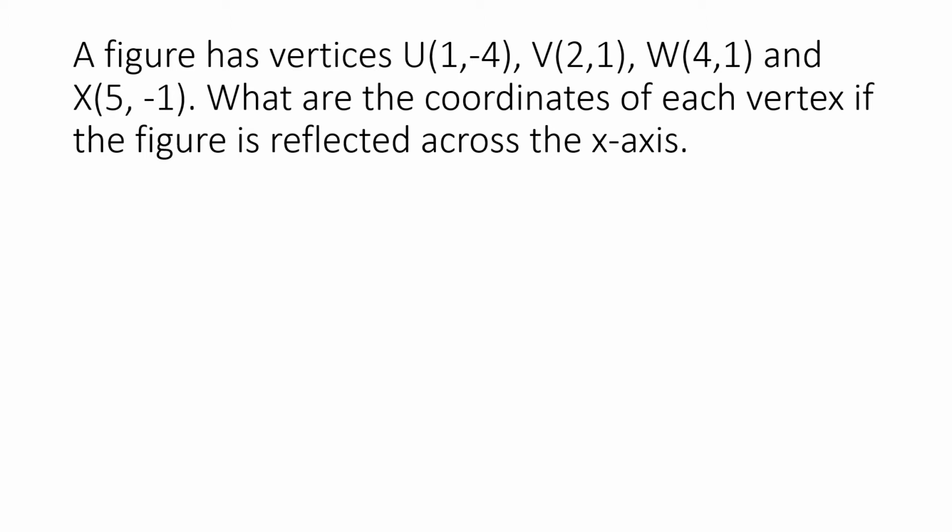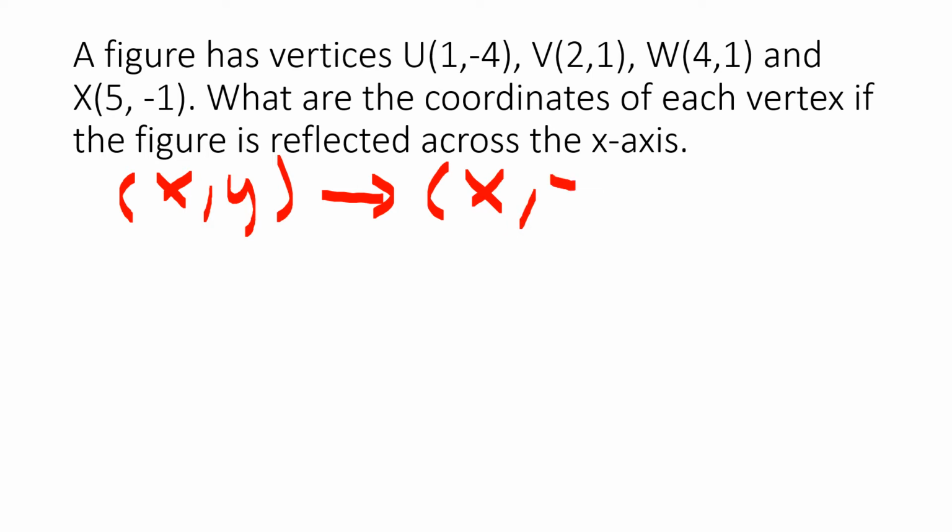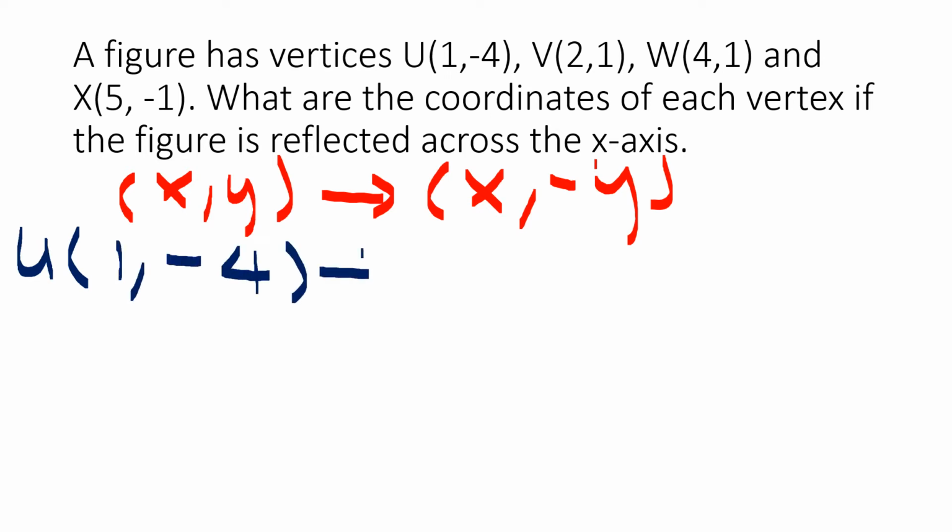So to reflect across the x-axis, the rule is: given the pre-image (x, y), the image will be (x, -y). The sign of y will change. So we have U (1, -4), U prime will be (1, 4).